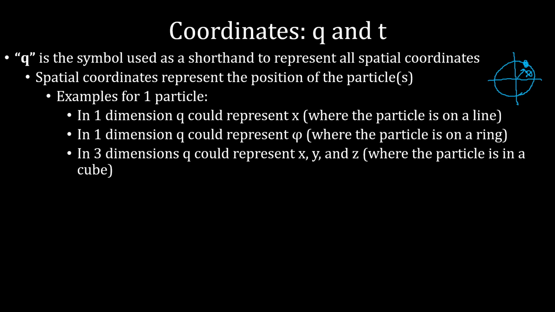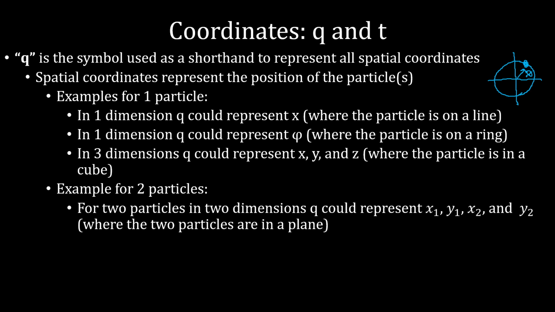In three dimensions, Q would represent x, y, and z if we're looking at a particle in a cube. And of course, this is comparable to, in general, when we look at 3D graphs, where we have our x, y, and z axes. Now, we don't need to confine ourselves to one particle. We could have multiple particles, and in that case, Q would represent the spatial coordinates of all particles. So for two particles in two dimensions, where each particle has two coordinates, there would be a total of four spatial coordinates: x1, y1, x2, and y2. And this would be the case for particles on a plane.